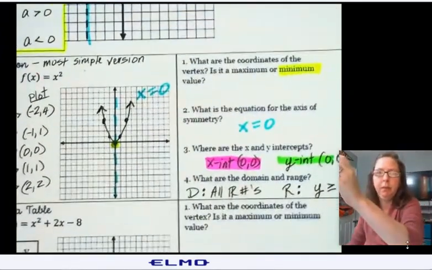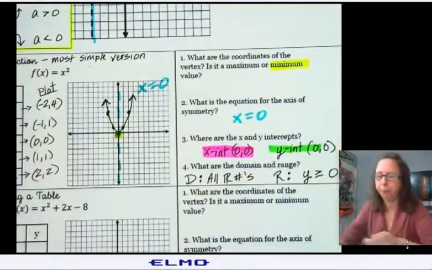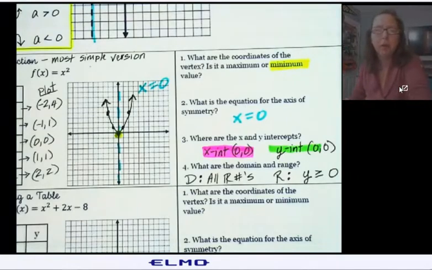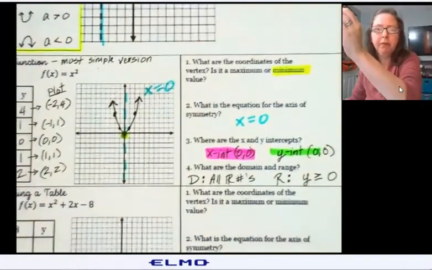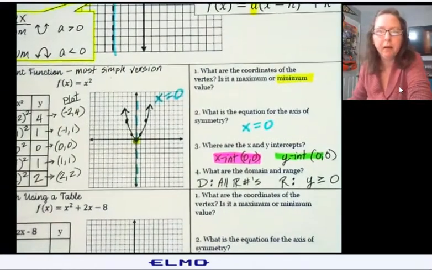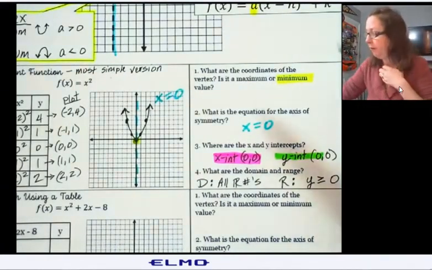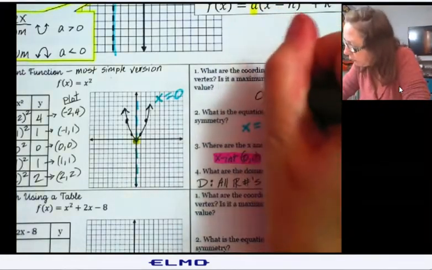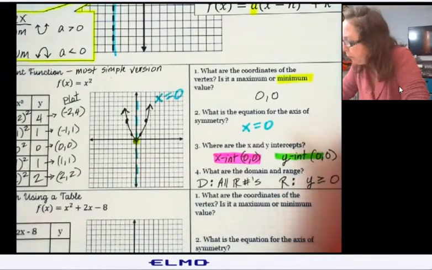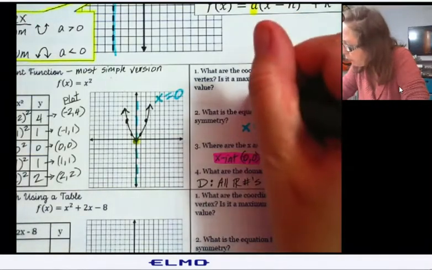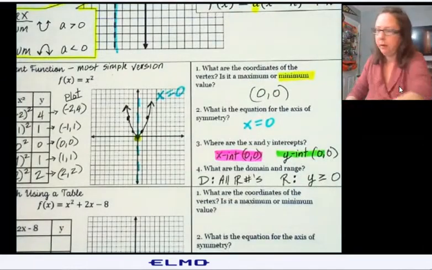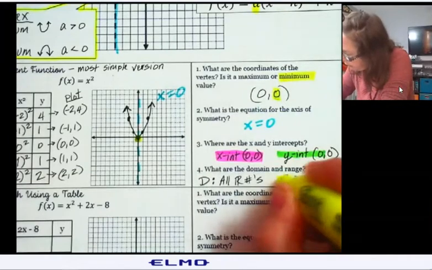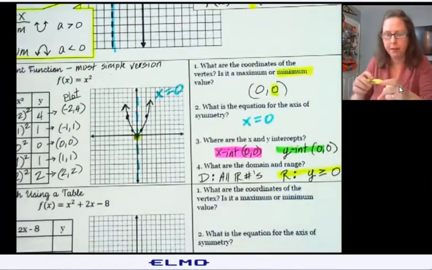Okay, let me zoom out a tiny bit so we can see everything. Alrighty, so this is the parent function for a quadratic. And this is what it looks like, and these are what the features are, okay? And so the coordinates of the vertex in this case were 0, 0, and I used the y value of the vertex to give me my range. So don't forget about that, okay?